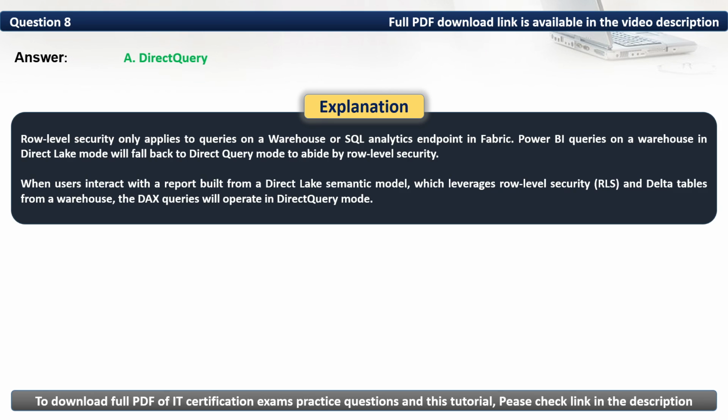RLS only applies to queries on a warehouse or SQL Analytics endpoint in Fabric. Power BI queries on a warehouse in direct lake mode will fall back to direct query mode to abide by RLS. When users interact with a report built from a direct lake semantic model, which leverages row level security and delta tables from a warehouse, the DAX queries will operate in direct query mode.